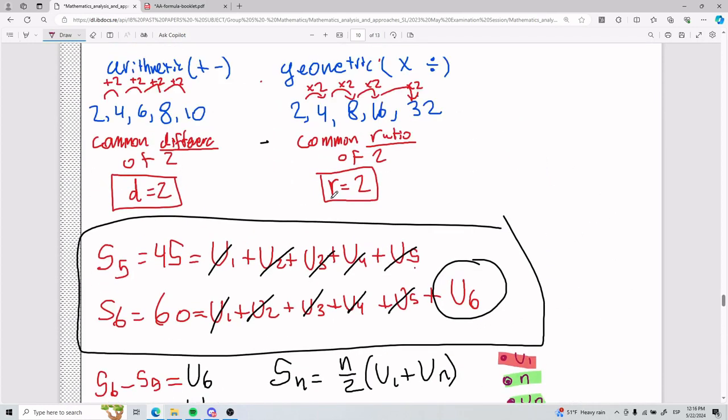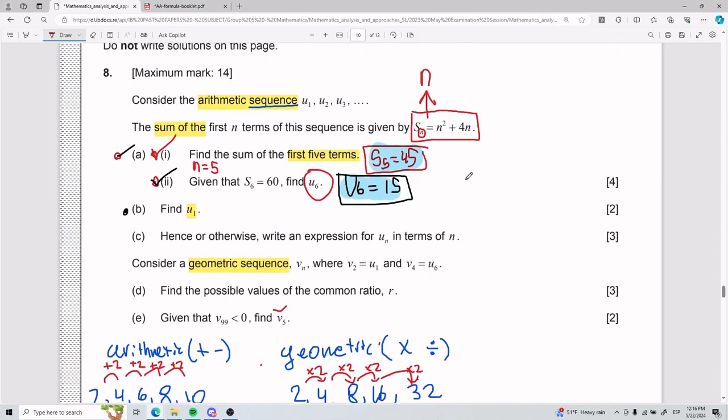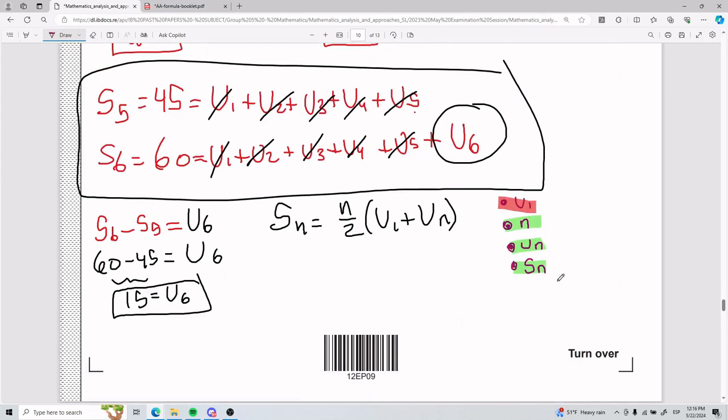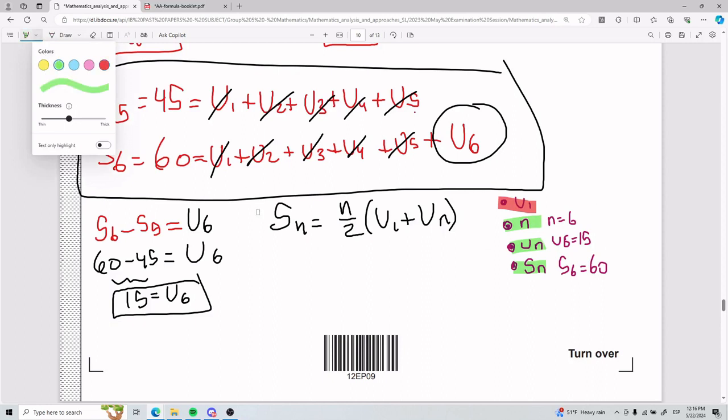Technically, from earlier, you found that, for example, s of 6 is 60. And s of 6 is using n equals 6. So down here, I have s of 6 equals 60. That also means that n has to equal 6. And do you have u6? You have u6 because you know that u6 is equal to 15. And so suddenly, you can now plug in all the ones that I put in green.